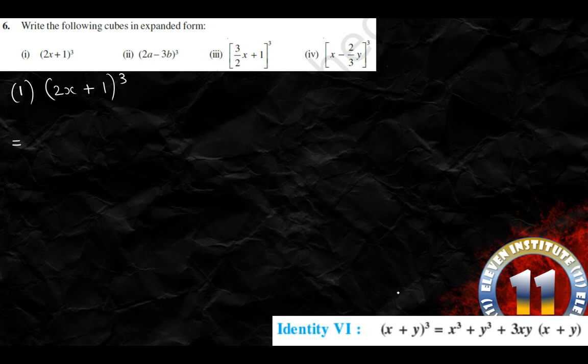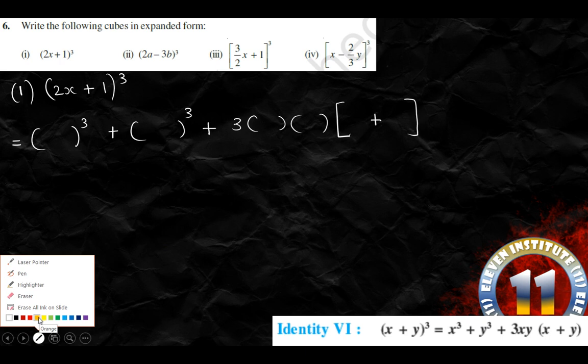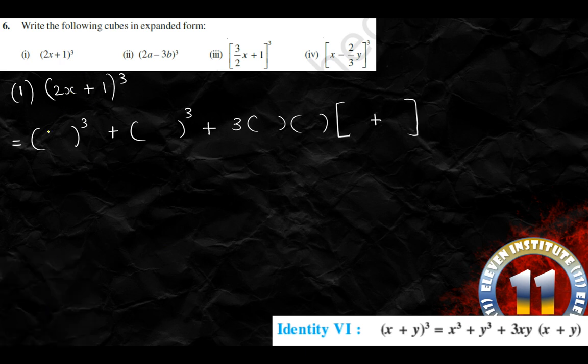We will write the question over here. 2x plus 1 the whole cube. So this resembles x plus y the whole cube. So we will first create the brackets. x cube plus y cube plus 3 into x into y whole multiplied by x plus y. Now we have to just input the values of x and y. In our case those are 2x and 1. So we will write over here 2x, 1, again 2x, 1, again 2x and 1.